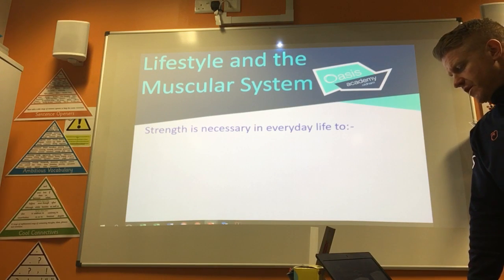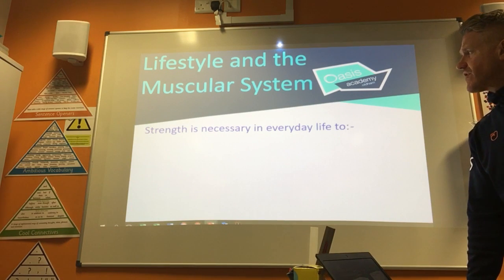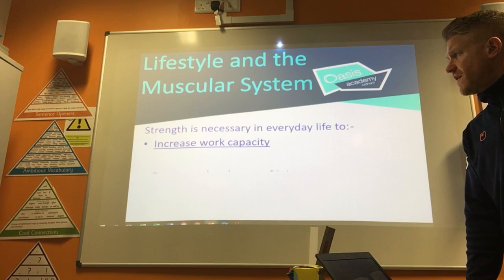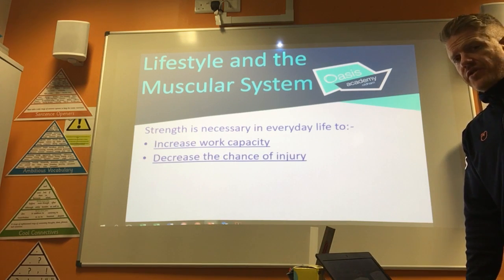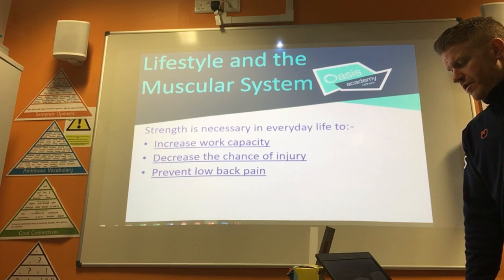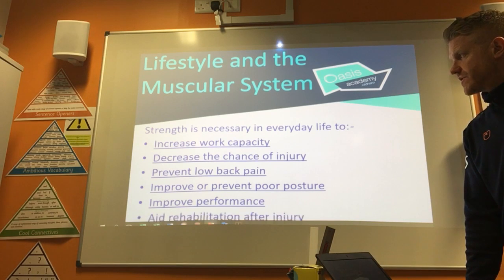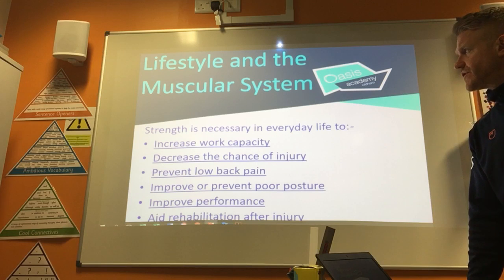So lastly, strength is necessary in everyday life to first increase your work capacity, decrease the chance of injury, prevent low back pain, improve or prevent poor posture, improve performance. Okay, so that, lastly, aid rehabilitation after injury.